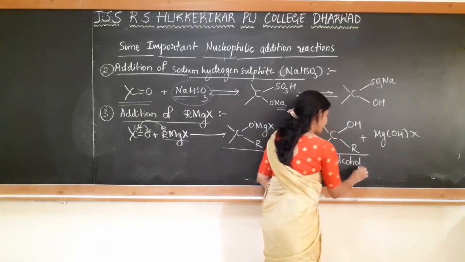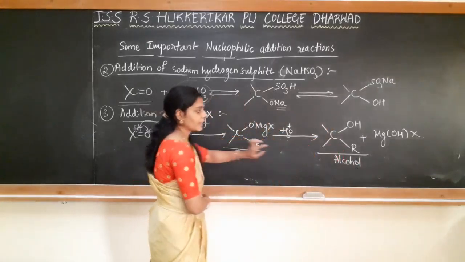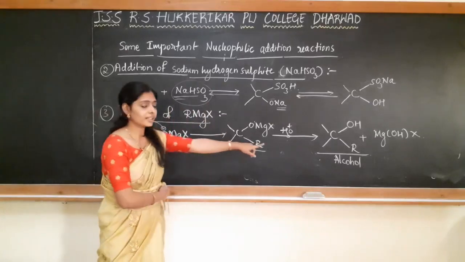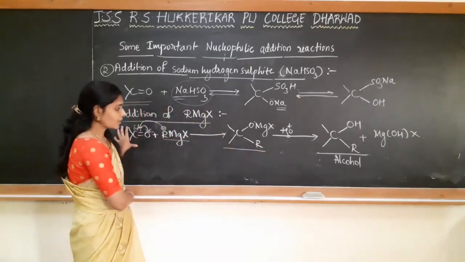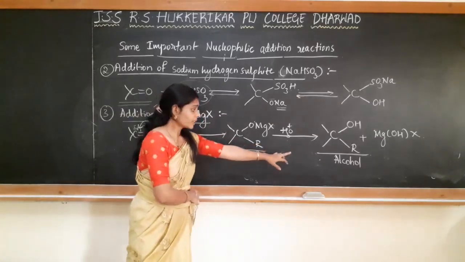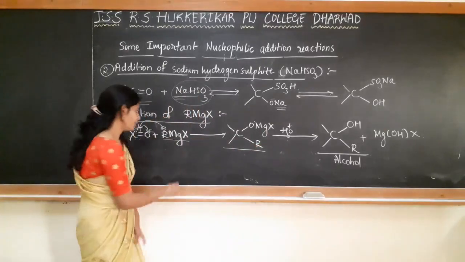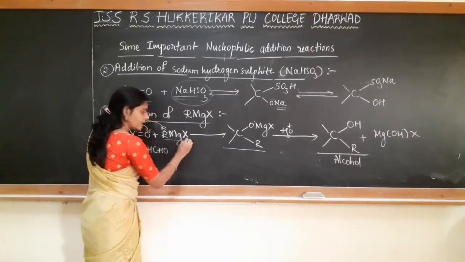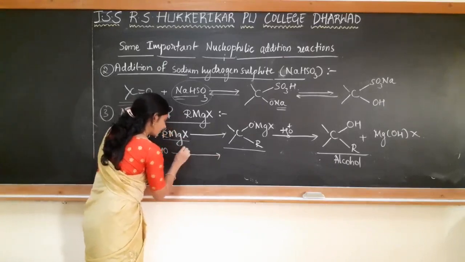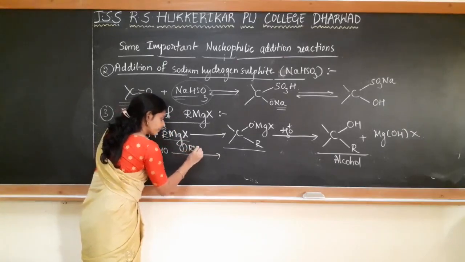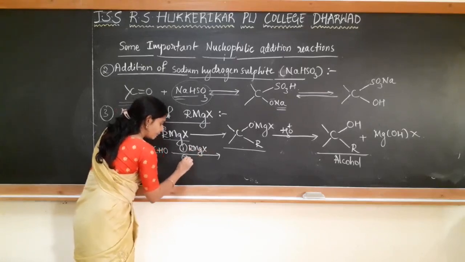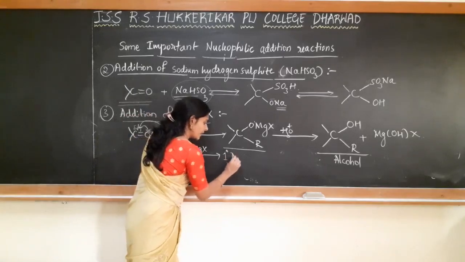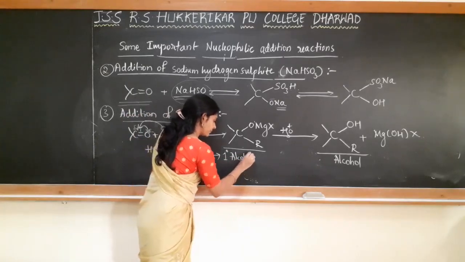If I take formaldehyde, then only I get a primary alcohol. If I take any other aldehyde, I get a secondary alcohol. If we take a ketone, we will get a tertiary alcohol as a product. For formaldehyde, on reaction with Grignard reagent followed by hydrolysis, it results in the formation of a primary alcohol.